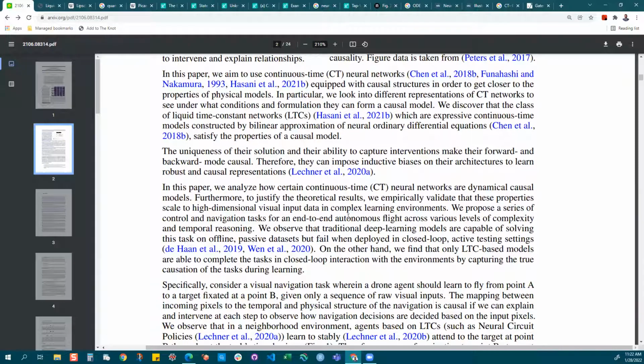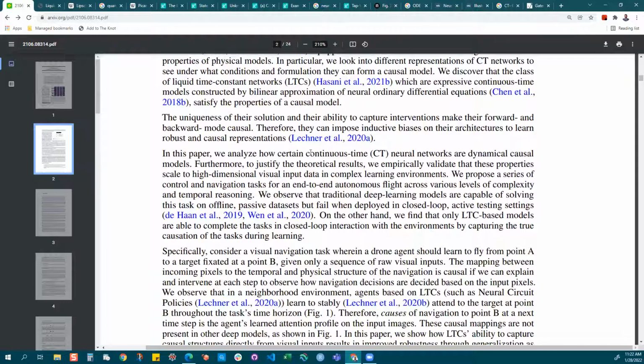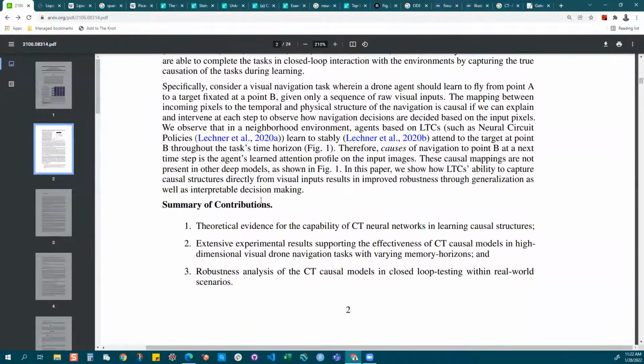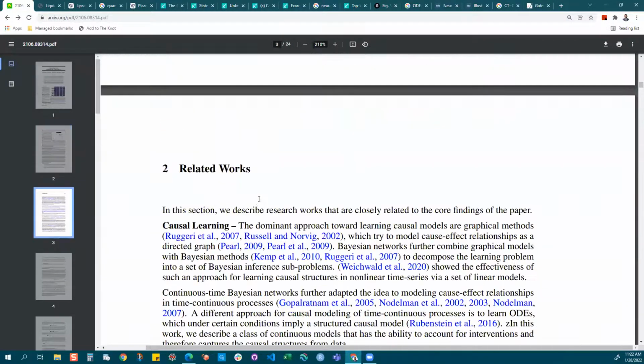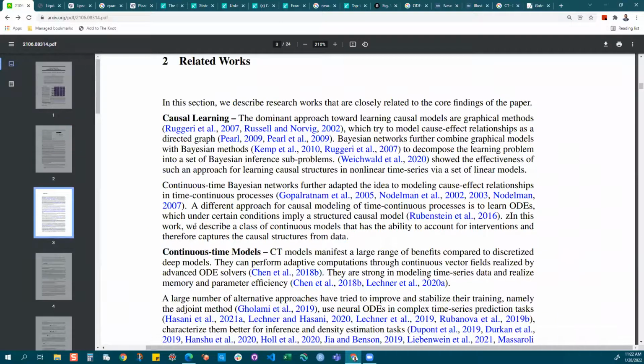And then they talk about how continuous time neural networks can be causal models. They show by equations how they can establish that connection, which we're going to talk about in a second. So in order to get us started, they have some very good references here to what causal learning is. They have very good papers provided, and very good references to good articles in this field.